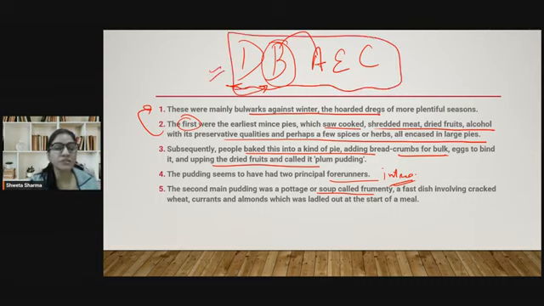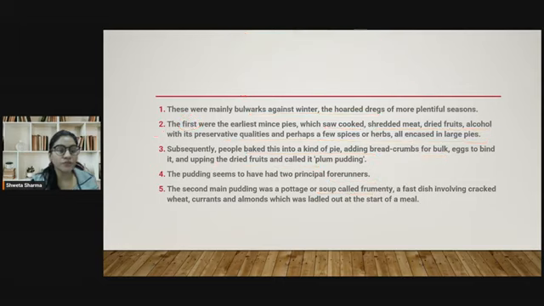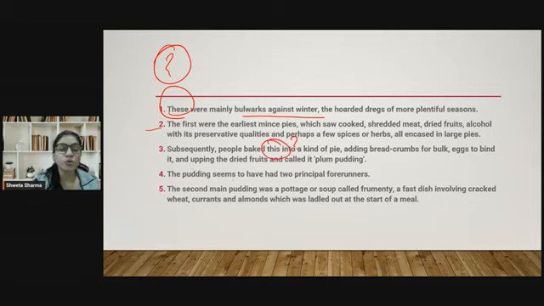I hope this one is clear again. Right, so I'll explain it again to you. What we do here is we just look at these were mainly bulwarks against winter. So what is "these" referring to? The first were the earliest, so it's explaining something. Subsequently people baked what? The pudding seems to have had two principal forerunners. So it starts with pudding, so the answer is the fourth one, which is the opening sentence.